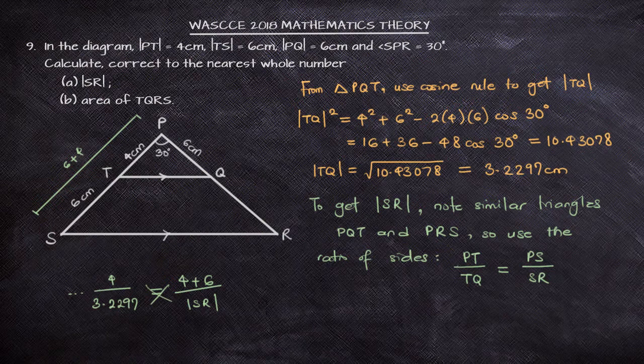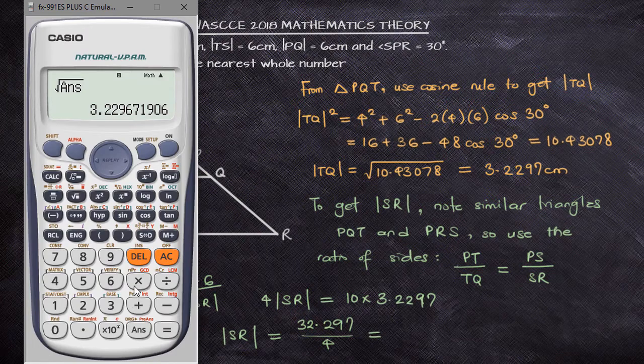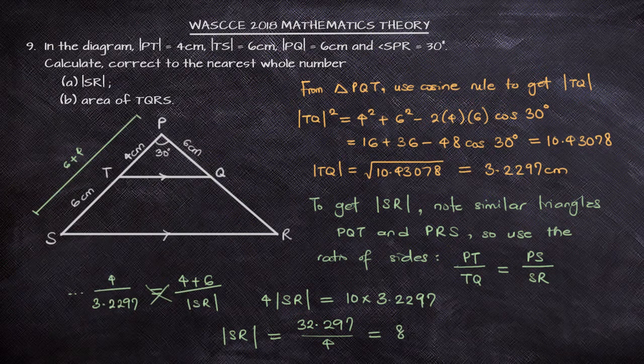Now, if you cross multiply, we will see that 4 SR will be 10 multiplied by 3.2297, such that our SR will be 32.297 divided by 4, and that will be equal to our answer, 8.0742. Now, we're asked to find correct to the nearest whole number, and the whole number here will be 8 centimeters. That is the value of SR that we are asked to find.